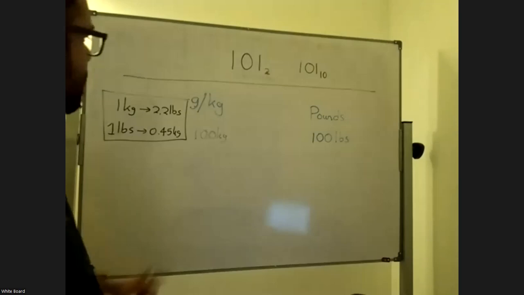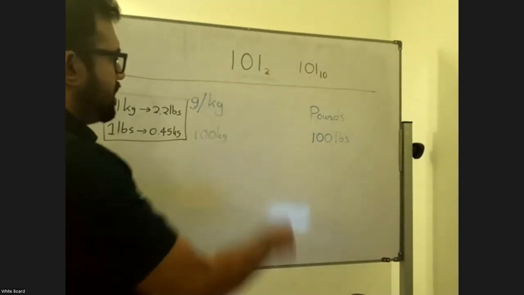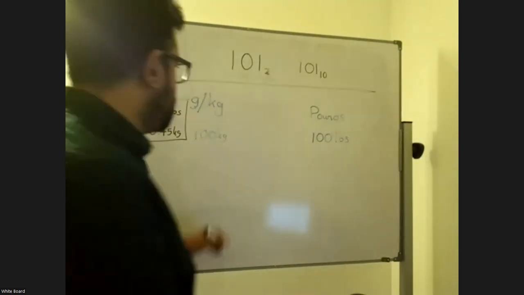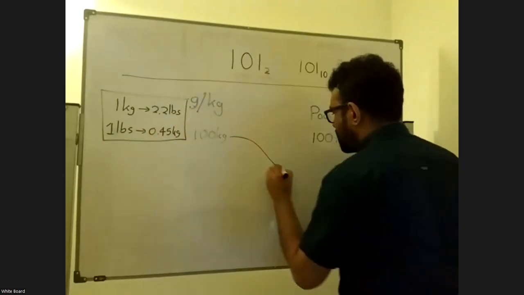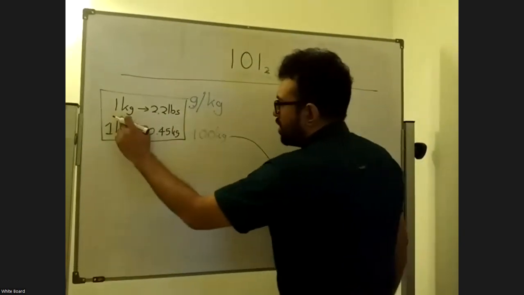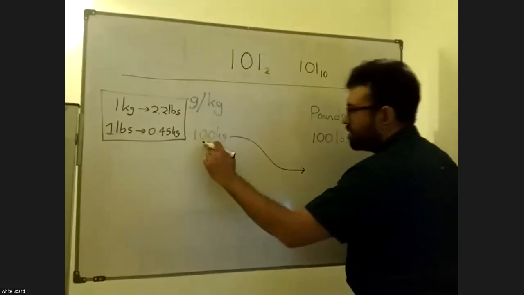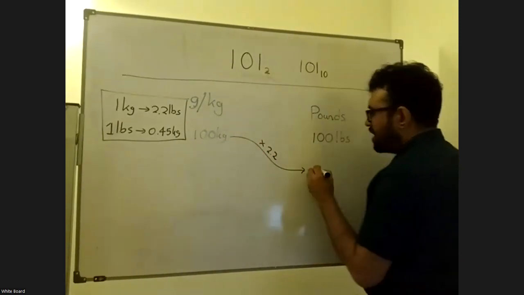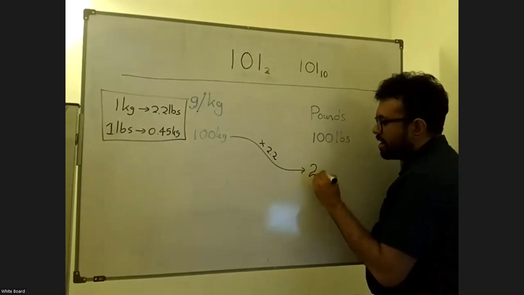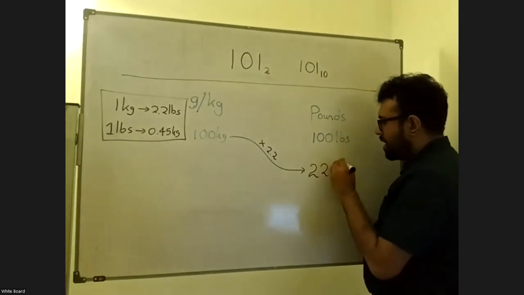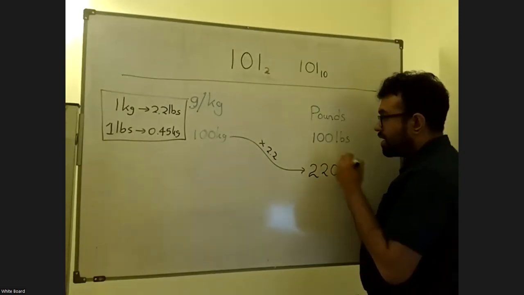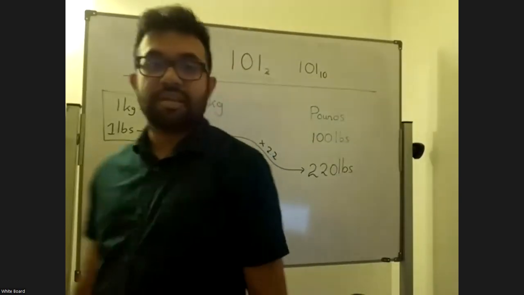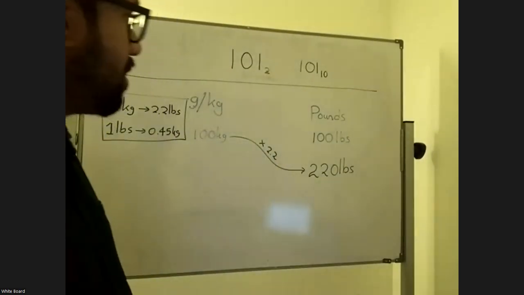So let's say now we want to convert this into pounds. If you convert this into pounds, 1 kilo is going to be this, so 100 kilos, we have to multiply it by 2.2. Then we will get 220. So that means 100 kilos is going to be 220 pounds.